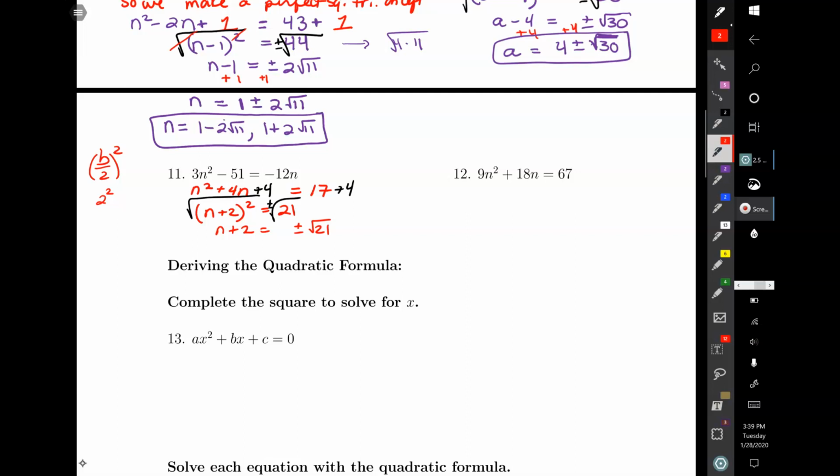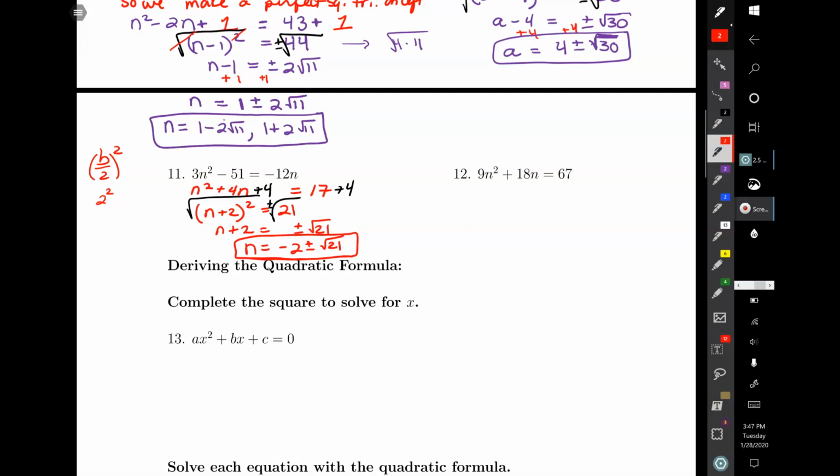I subtract 2 from both sides, or move it over and change its sign. So I get n equals negative 2 plus or minus square root of 21. And square root of 21 cannot be simplified further. You can play around on your calculator a little bit with that. It helps you simplify, but do make sure you understand how to do it, just in case you don't have access to a calculator on some of the tests or quizzes.